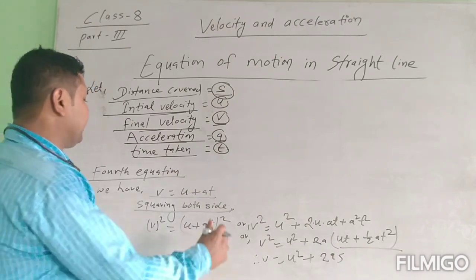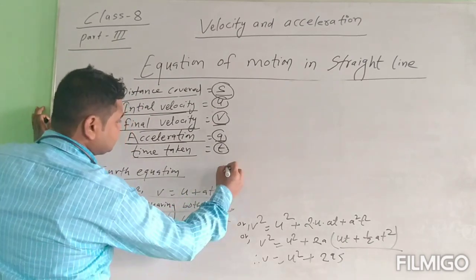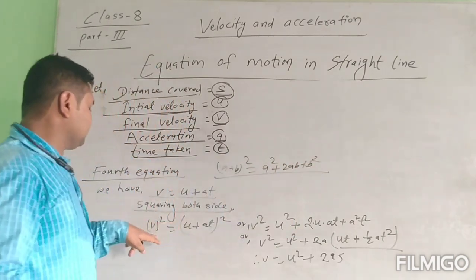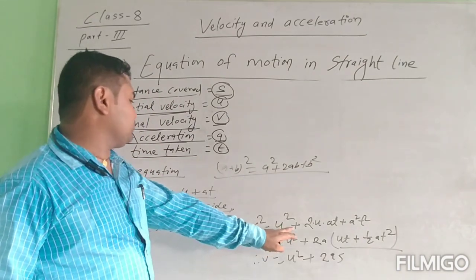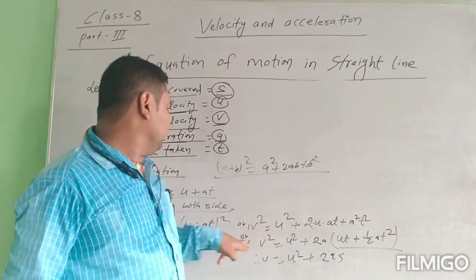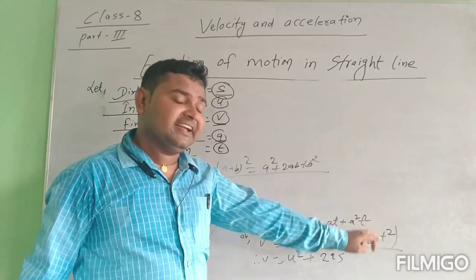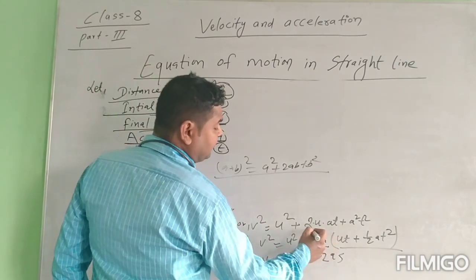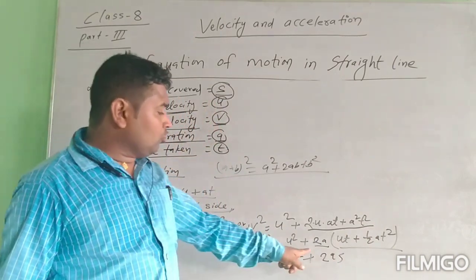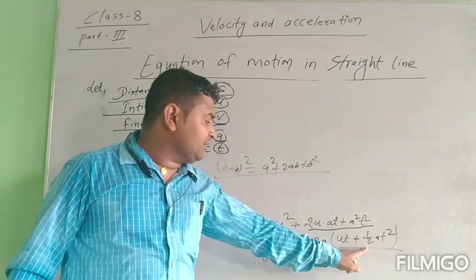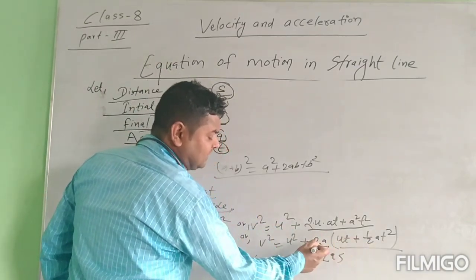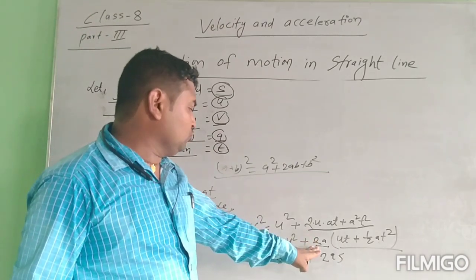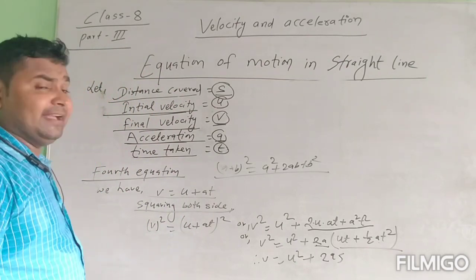According to the formula, (a plus b) whole square is equal to a square plus 2ab plus b square. So it is equal to u square plus 2 into u into at plus a square t square. Now v square is equal to u square plus 2at, and we take 2a common. Here the 2 and 2 are cancelled, and the remaining is ut plus 1 by 2 at square.